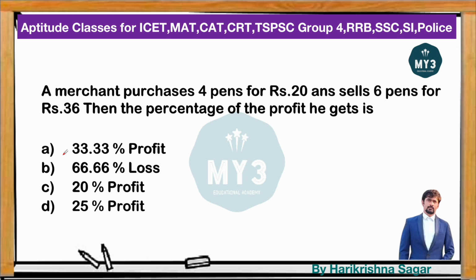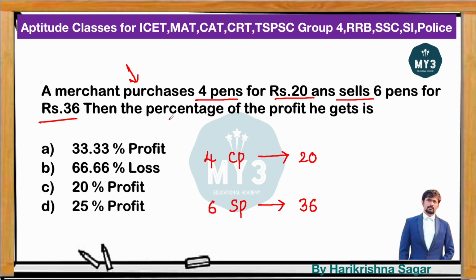Let's take one more question of the similar type. A merchant purchases 4 pens for 20 rupees. So 4 pens purchases indicates what? Cost price. 4 pens cost price is given as 20 rupees. And he sells 6 pens at 36 rupees. 6 pens selling price is 36 rupees. Using this, we have to find out the percentage profit made by him.